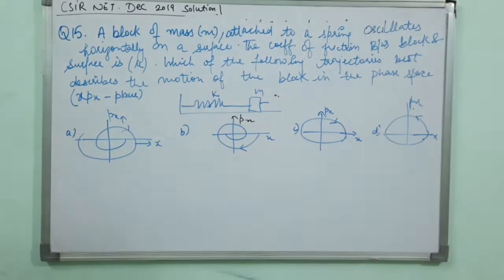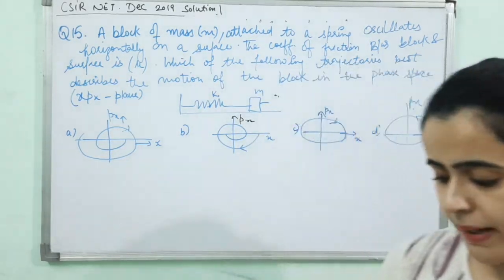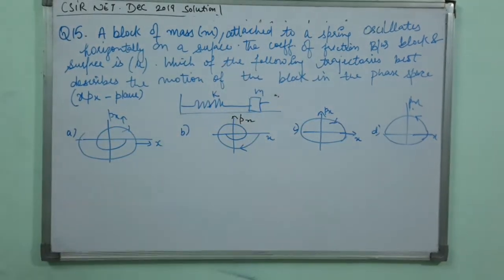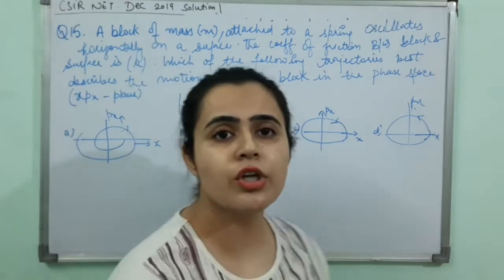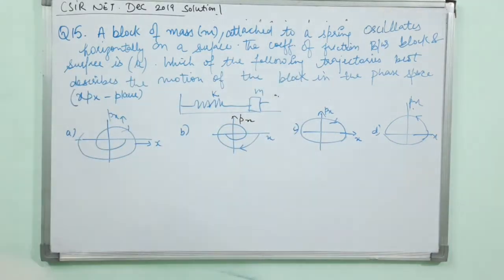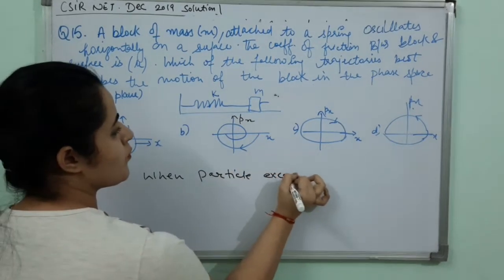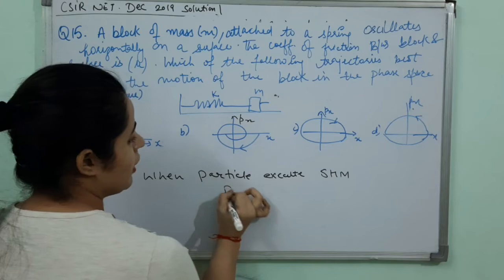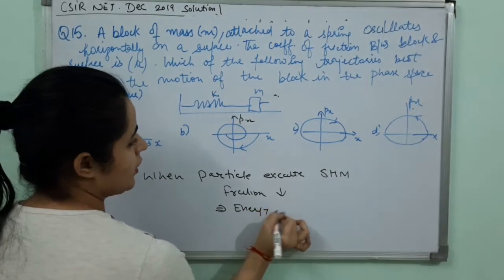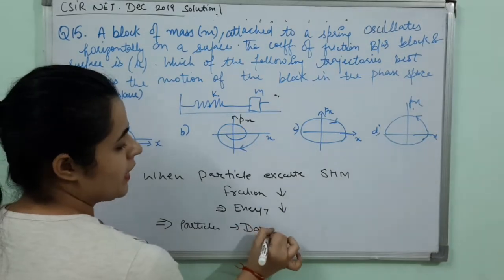Now the particle oscillates. Oscillating means the particle acquires simple harmonic motion. So when a particle executes simple harmonic motion with friction, the amplitude will decrease. If the amplitude decreases, energy also decreases. That means the particle acquires damped harmonic oscillation. So when a particle executes simple harmonic motion with friction, energy decreases, which implies the particle is a damped harmonic oscillator.